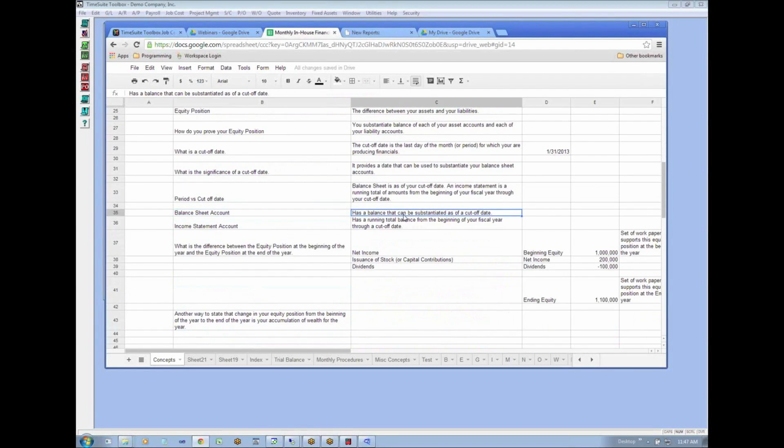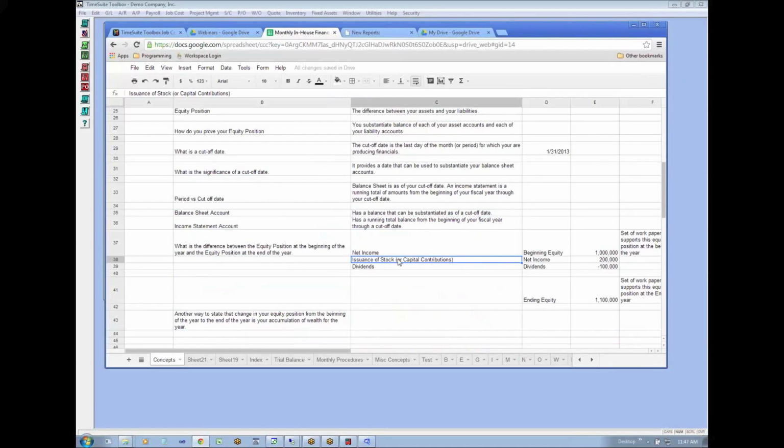A balance sheet account has a balance that can be substantiated as of a cutoff date. An income statement account has a running total balance from the beginning of your fiscal year through your cutoff date. So what is the difference between the equity position at the beginning of your year and the equity position at the end of your year? It's your net income, okay?